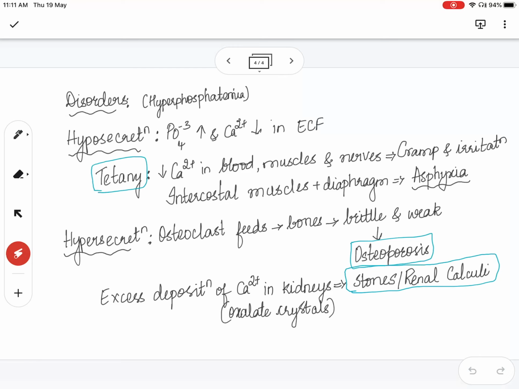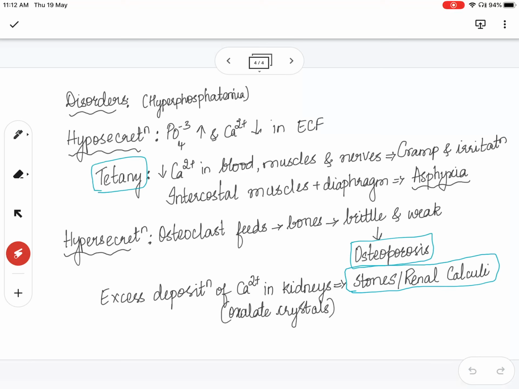Okay, then coming to hypersecretion, that means excess secretion of the parathyroid hormone. What happens? There are basically two categories of cells. One is osteoblast cells, the other one is osteoclast cells. Blast is related to the active form of cells. Clast is something which is going to destroy the bone cells. So do not get confused. Blast active, clast inactive. Remember it that way. So these osteoclast cells, osteo is nothing but bone, these bone cells will feed upon excess amount of the bone unnecessarily.